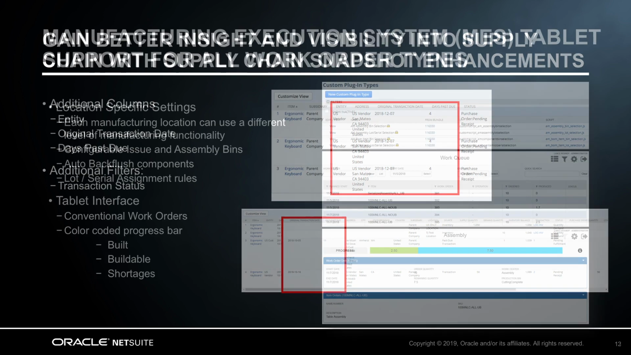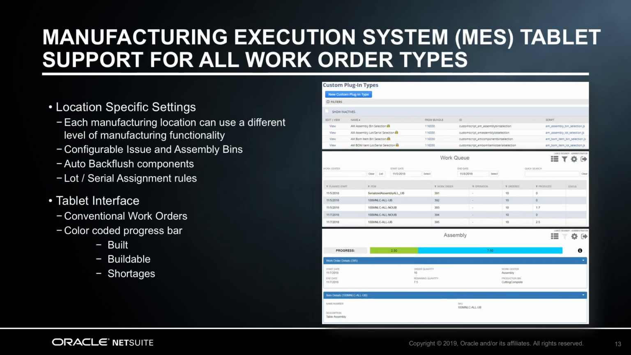In the 19.1 release, the NetSuite MES tablet application offers support for all work order types, greatly simplifying work order reporting. Each location can now be configured to use different levels of manufacturing functionality while using the same tablet for data collection.